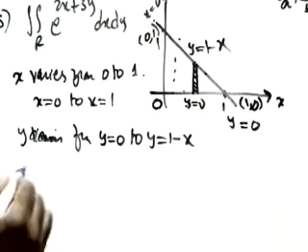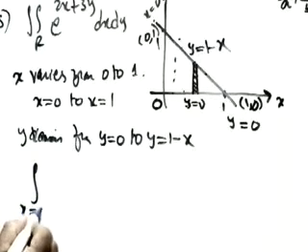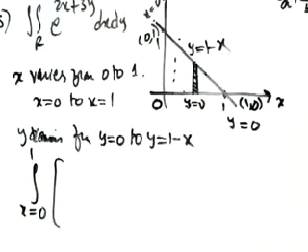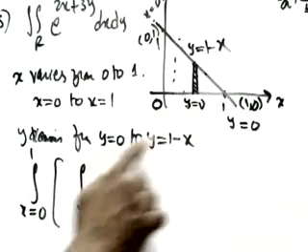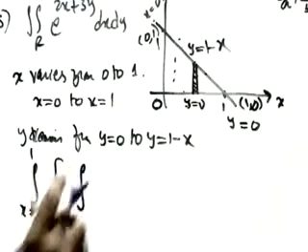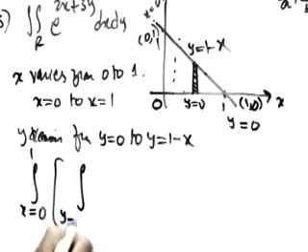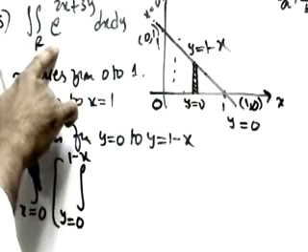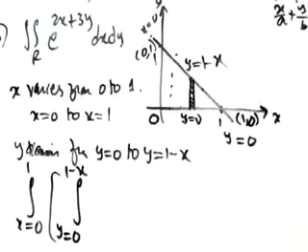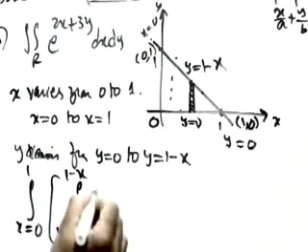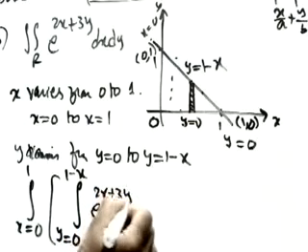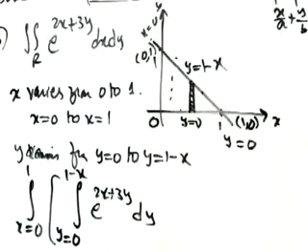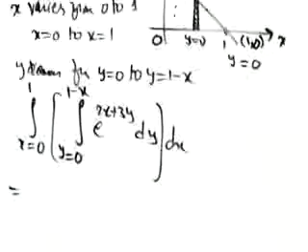Okay, so how to change this one? First let me take the constants. These are the constants. So first we have to write x equals 0 to 1. Then we have to take the variable terms, y equals 0 to y equals 1 minus x. Otherwise you can write like this only, e power 2x plus 3y. First we are integrating with respect to y, so write dy, then dx.